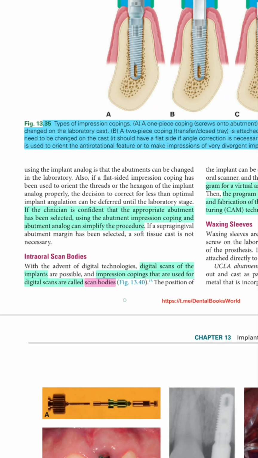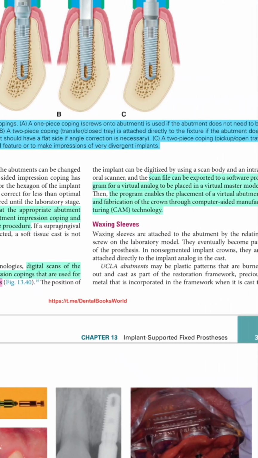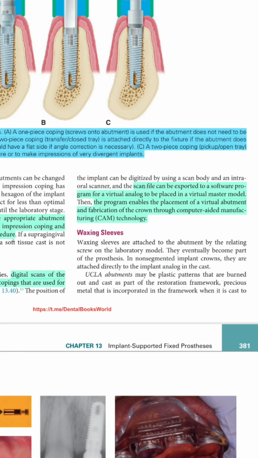With the advent of digital technology, the digital scan of the implant is possible, where we use an impression coping, a scan body that is scanned with the digital scanner. The scan file can be exported to the software for a virtual analog to be placed in a virtual master model. The program enables the placement of a virtual abutment and fabrication of a crown through CAD/CAM technology.